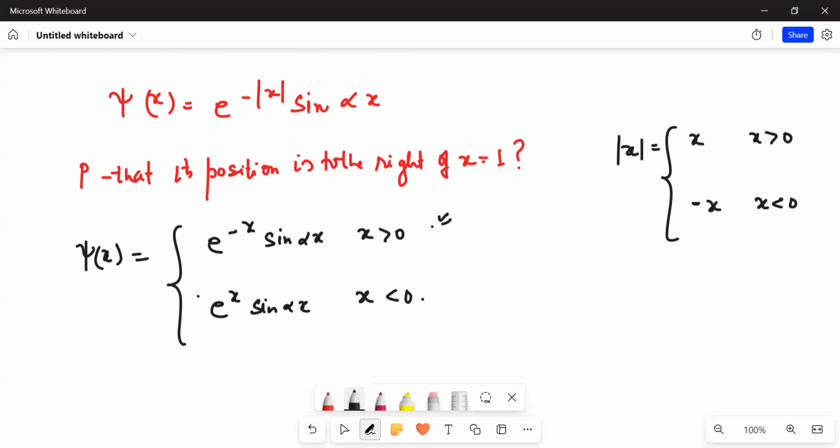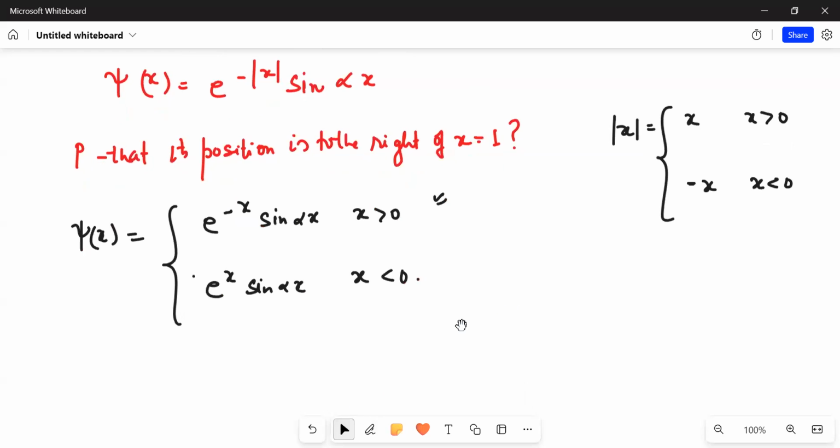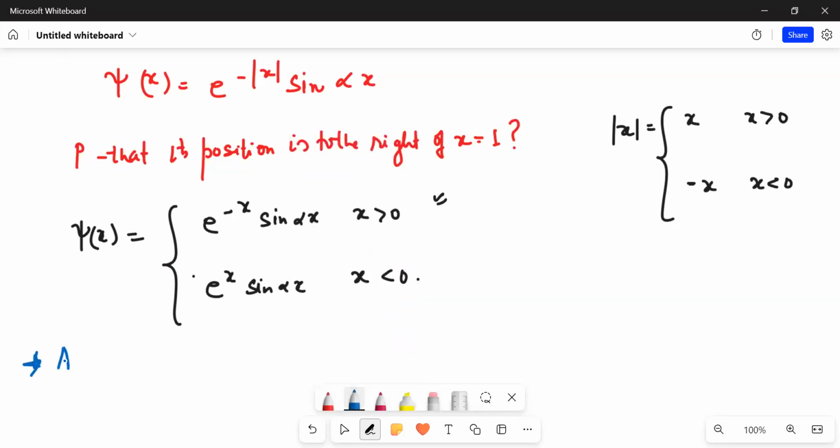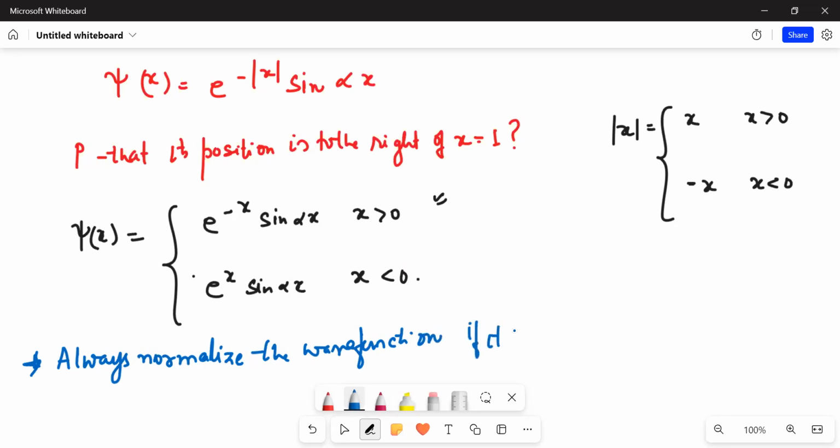Is that fine? Yes or no till now? Always remember, this is something usually people make a mistake on here. Always normalize the wave function if it is not normalized. So first try to normalize the wave function.